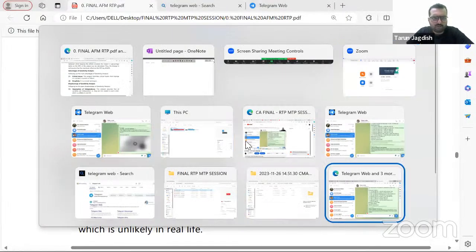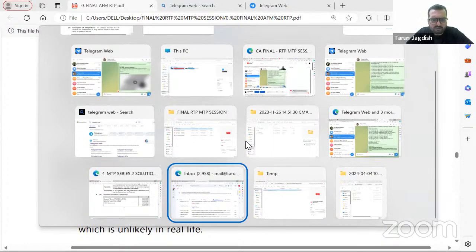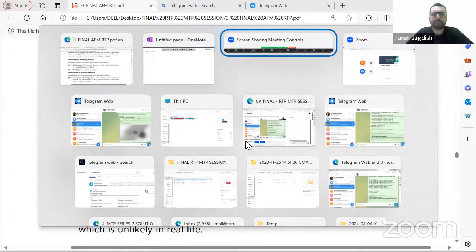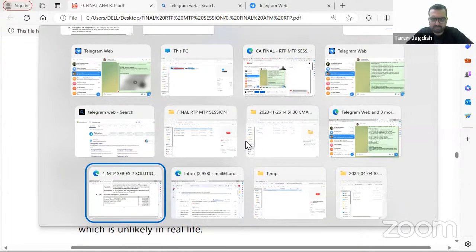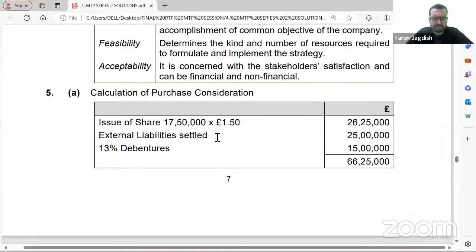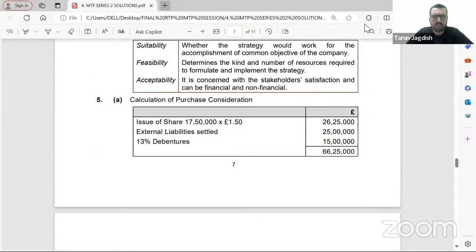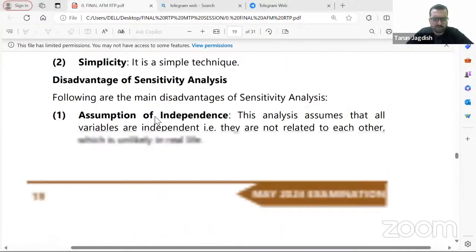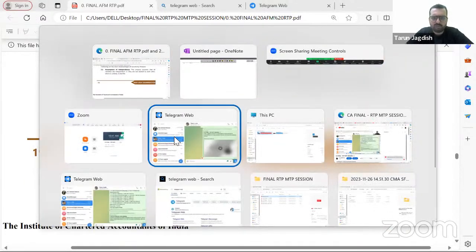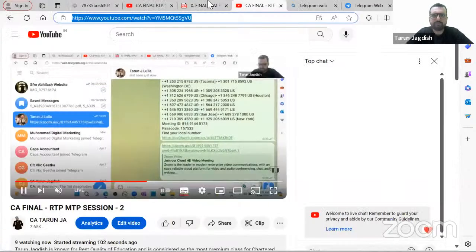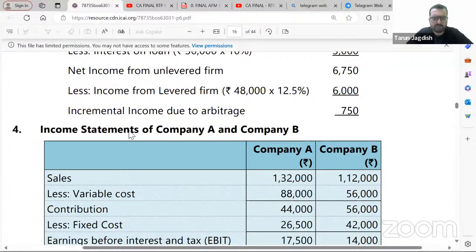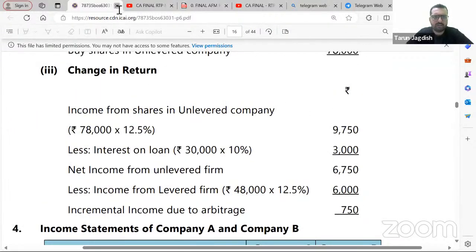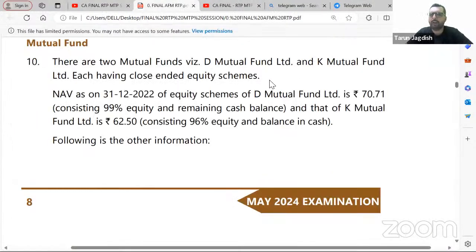The next question is also something we have done in our regular class. It's a question on RTP. This is the solution. Where did the question go? Okay, here is the question, and this is the solution. Now, this is something else, I'll move this off. So we are here now, friends.